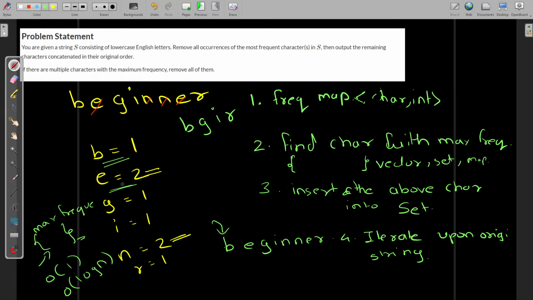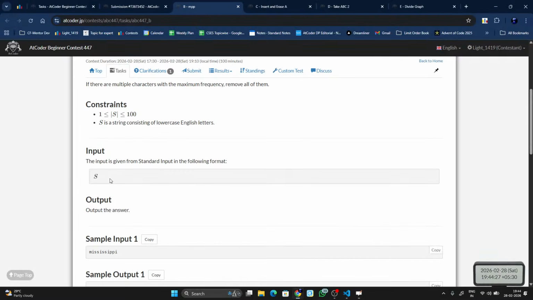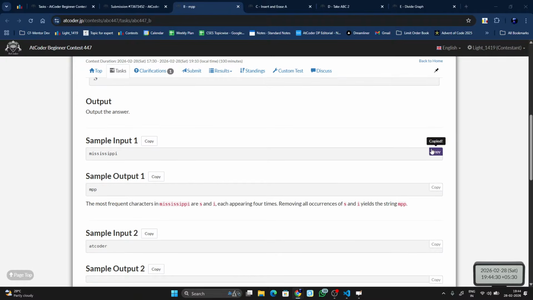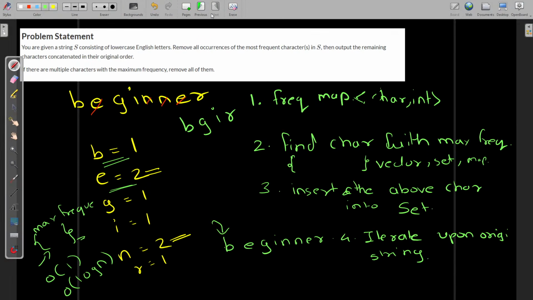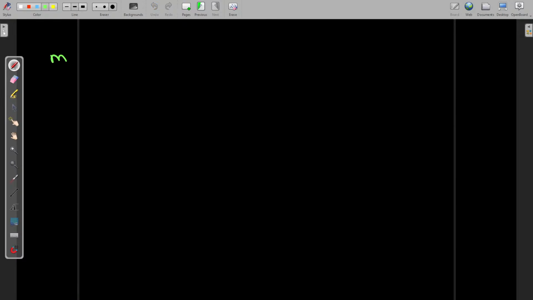We have already performed a dry run on this test case. We will perform a dry run on another test case for clarity. So Mississippi, let's take this particular example. Let's create a frequency map again. The first step would be creating a frequency map. The frequency of M equals 1, S equals 4, I equals 4, and P equals 2. So this is our frequency map.